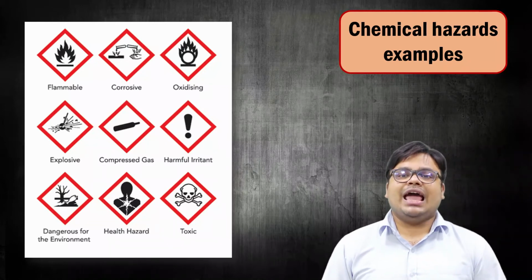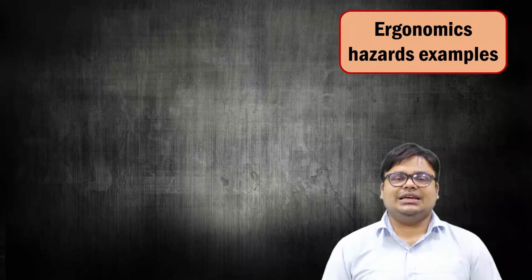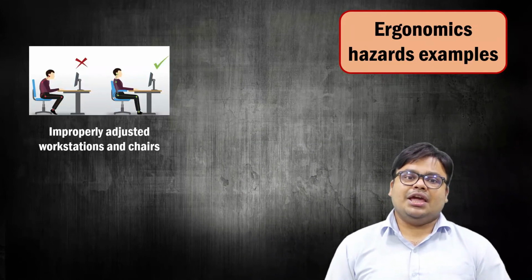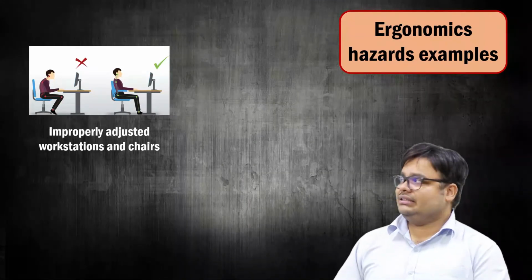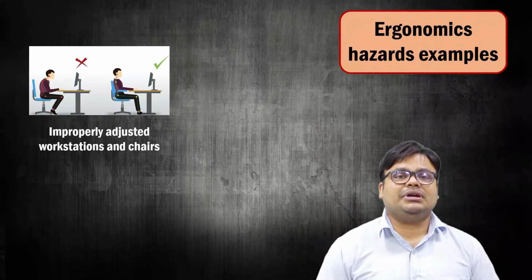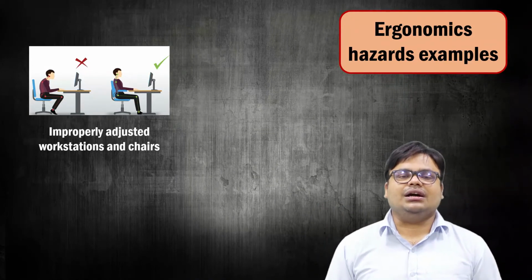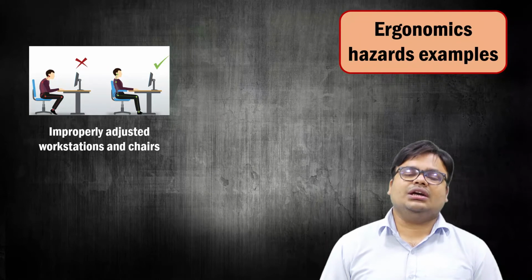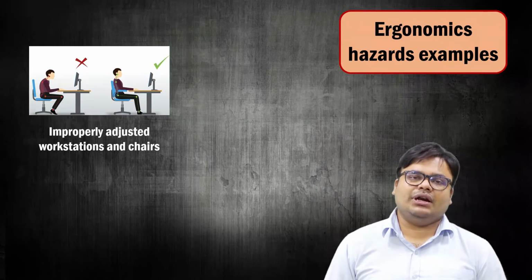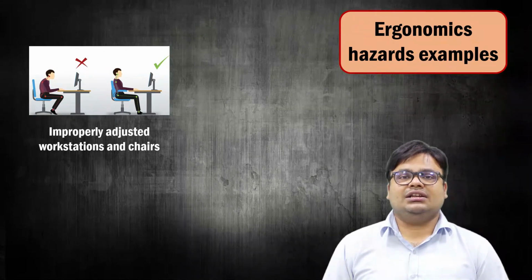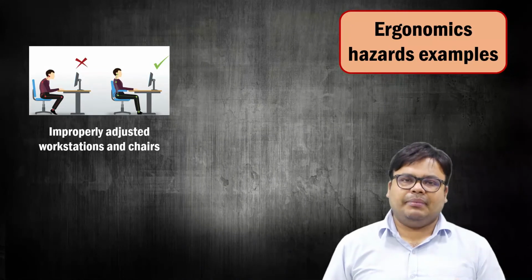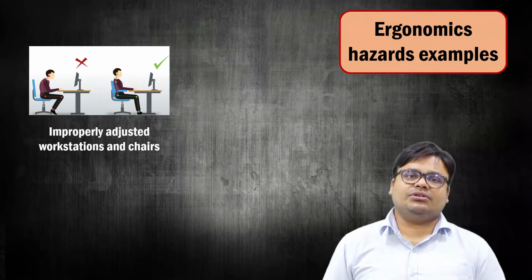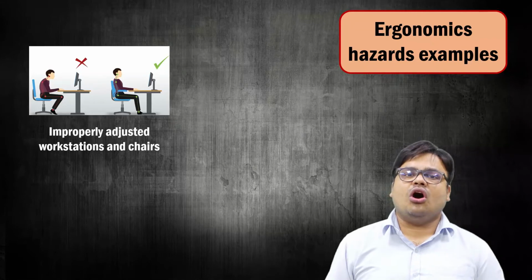Moving on to the next one, ergonomic hazards. As you can see, a very good example is given: an improperly adjusted workstation and chair. It's already mentioned in the slide. In the long run, if our body posture is not comfortable while working, we may face back ache or back pain problems, which is also one kind of hazard from long working.